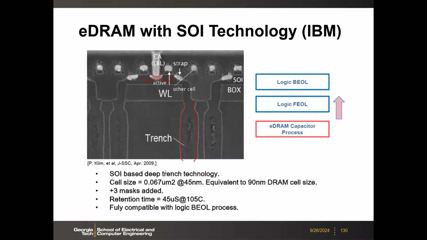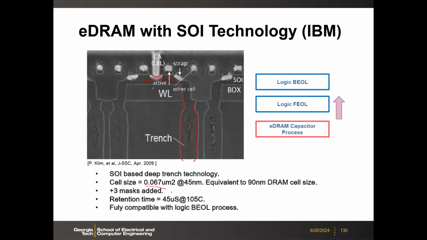So for example, here was an early work by IBM, and this cell size for this 1T1C, it still is 1T1C, at the 14.5 nanometer technology node, and the cell size is this number, and this is smaller than the SRAM at the same technology node. Okay. However, the retention time is reduced for the EDRAM.